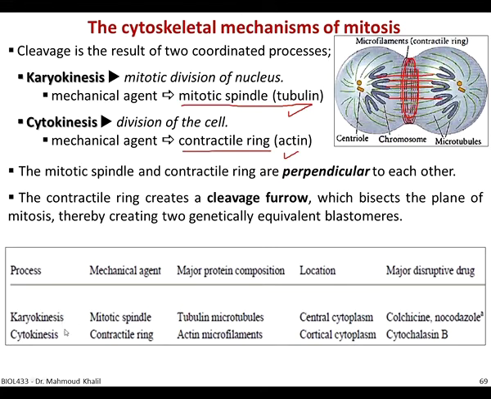You can see this small table describing the difference between karyokinesis and cytokinesis. Of course, we have mentioned the mechanical agent and the major protein composition of these two agents. And the location, because you can see that cytokinesis with the contractile ring occurs in the cortical cytoplasm, while the microtubules are located in the central cytoplasm. We also need to understand some of the drugs that have been used for inhibiting this process. Two major drugs, colchicine and cytochalasin B, are used to inhibit either karyokinesis or cytokinesis.